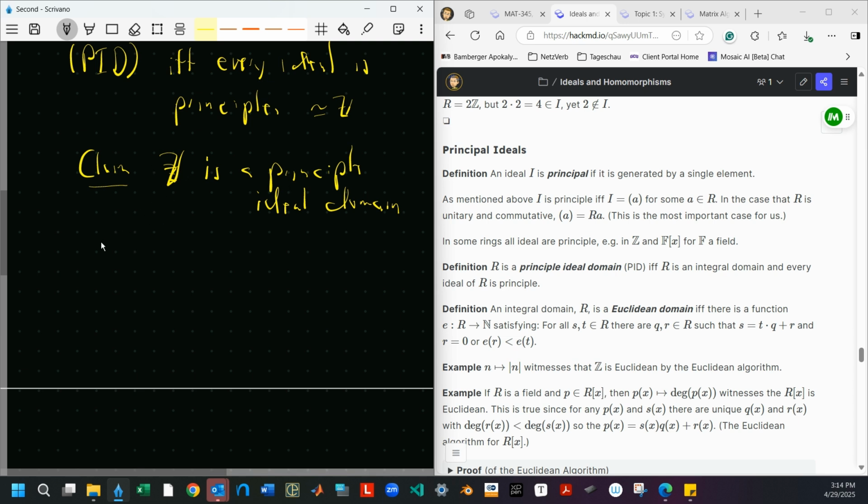And why is this a principal ideal domain? So let I, a subset of Z, be an ideal.